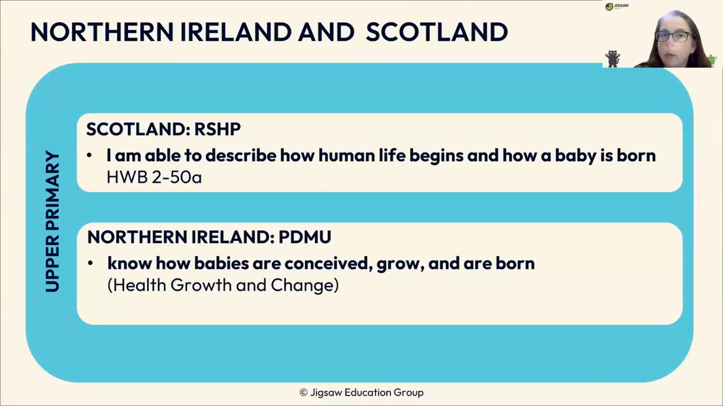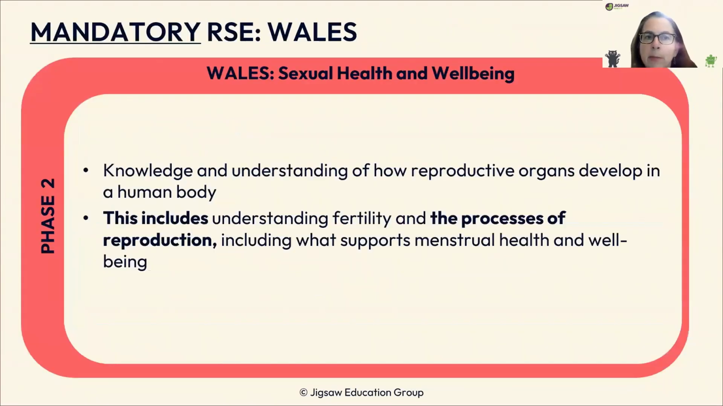This is closely mirrored in Northern Ireland and Scotland. So in Scotland, there is a specific statement about describing how human life begins and how a baby is born. And in Northern Ireland, again, knowing how babies are conceived, grow, and are born. So you can see this is really similar. The language may be different, but the intent is the same. And although they have specific standards, as I said, I'm going to come to a minute, there is a right to withdraw from those aspects. In Wales, again, very similar language about reproductive organs and development, and the process of reproduction is really clearly there, but it is mandatory in Wales, which means there is no right to withdraw.